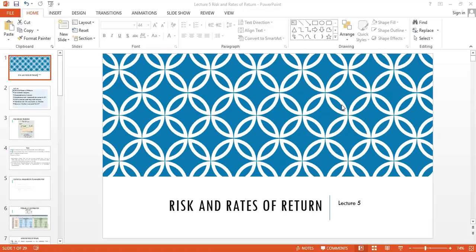In the last class, we covered standalone risk, return, and coefficient of variation. We also learned how to calculate portfolio beta and expected portfolio return. In this class, we will learn about required rate of return in different situations.